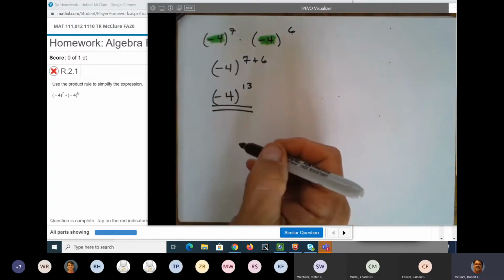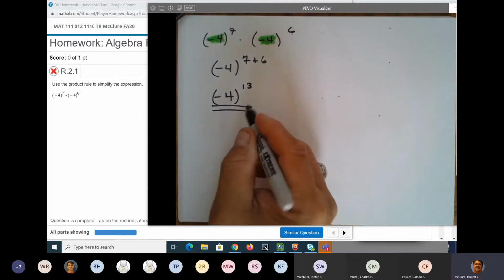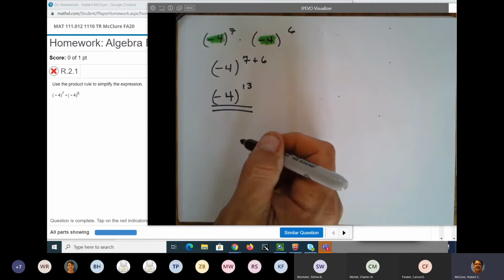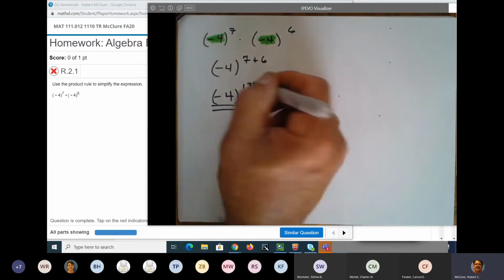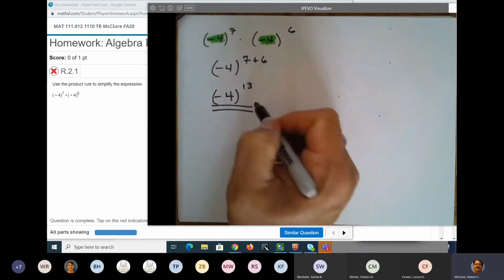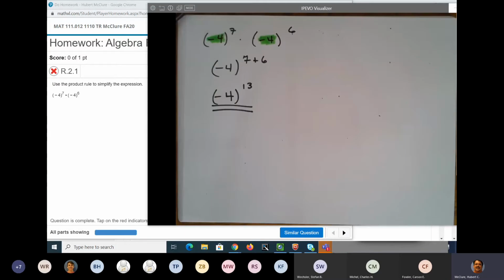Now, people will be inclined to say, well, that's a -4. Well, that's fine, but you can't do anything with a -4. You can't make it a positive unless this was an even exponent. Now, an even exponent would make this outcome a positive, but this is the answer, -4 to the 13th power.